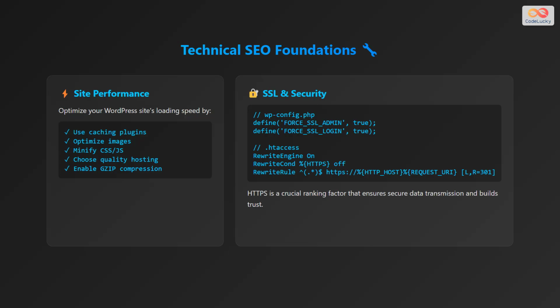Hypertext transfer protocol secure ensures secure data transmission and builds user trust, also acting as a significant ranking factor. To enforce Hypertext Transfer Protocol Secure, define Force Secure Socket Layer Admin and define Force Secure Socket Layer Login in your website's wp-config.php file. Also, add a rewrite engine condition and rewrite rule in your website's .htaccess file.